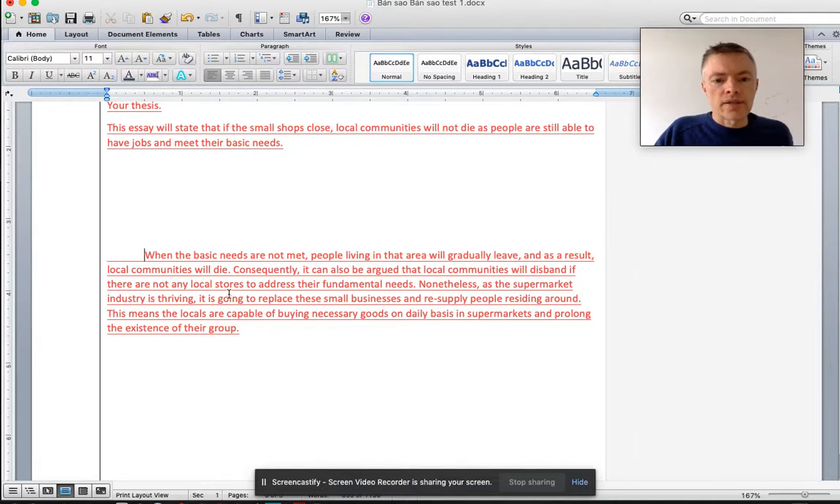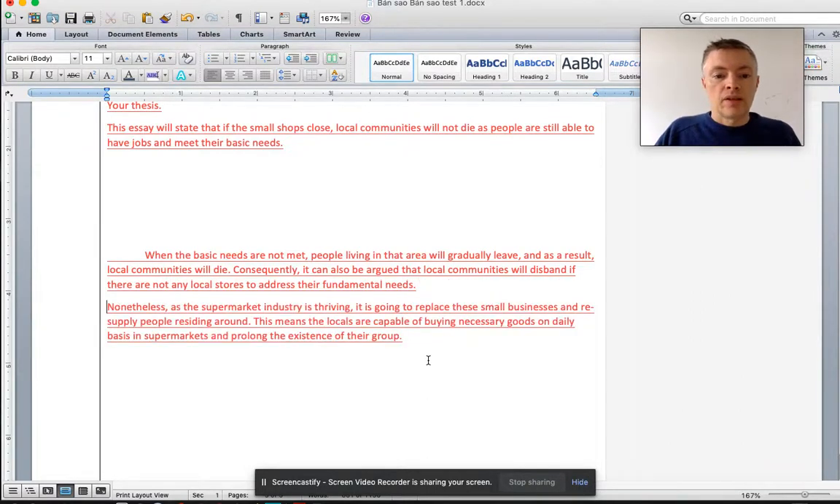So the student writes, when the basic needs are not met, people living in that area will gradually leave, and as a result, local communities will die. Well, you notice that is the opposite of the thesis. So what's going on? Well, consequently, it can also be argued that local communities will disband if there are not any local stores to address their fundamental needs. Logical, makes sense, right? Now, this is communities will die. This is communities will not die.